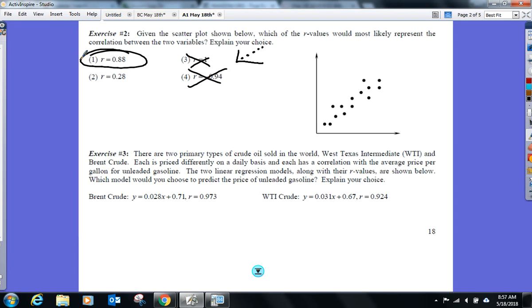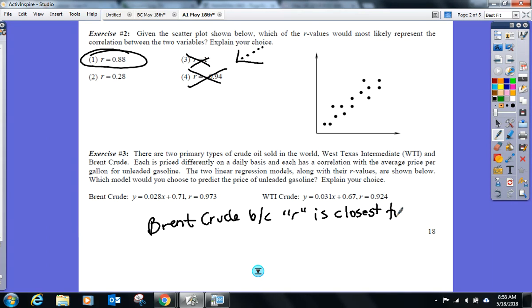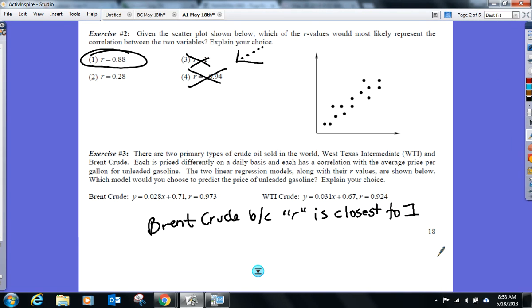Remember, the better correlation is the closer it is to 1 or -1, right? 1 and -1. Which one's closest to what? Brent. So I'm going to pick Brent crude because R value is closest to 1. The closer it is to 1 or -1, the stronger correlation it is.